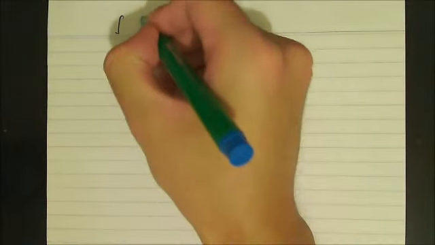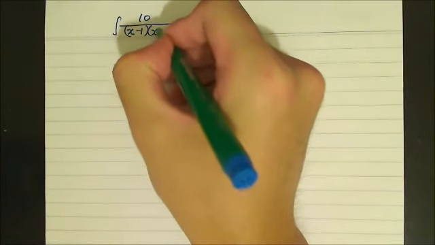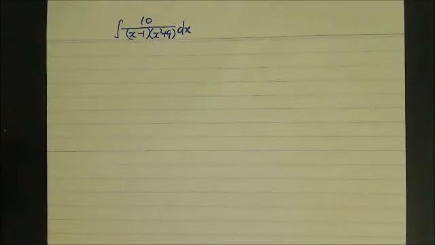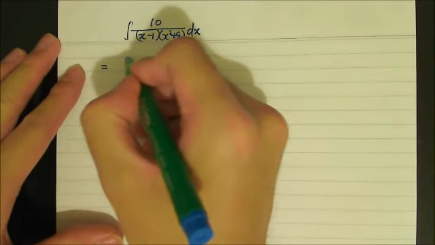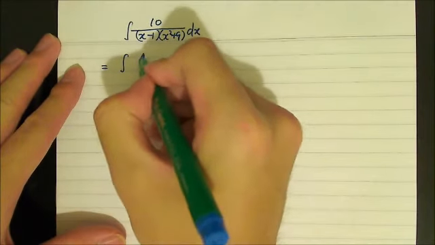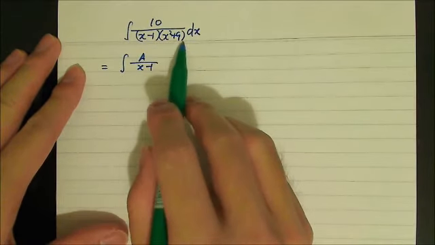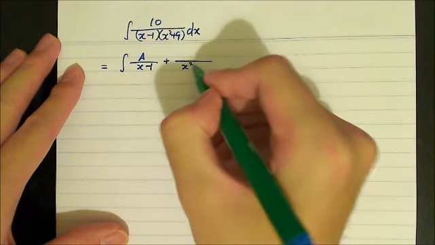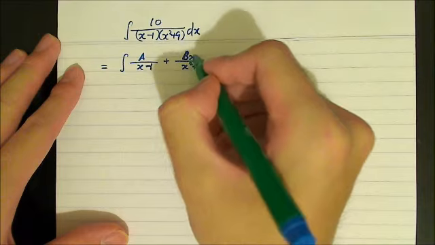In this next example, we want to integrate 10 over x minus 1 times x squared plus 9 dx. Now, when we split this fraction up, we are doing something new here. We have a over x minus 1, just like before, but because x squared plus 9 is a quadratic, our denominator is x squared plus 9, and our numerator should be a linear function, so we're going to call it bx plus c.